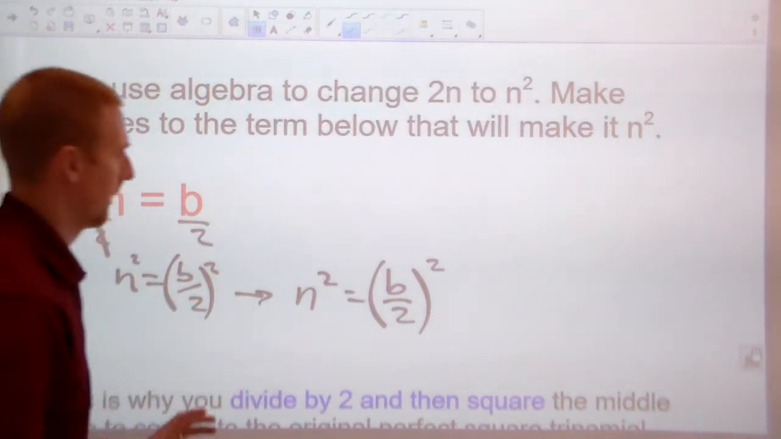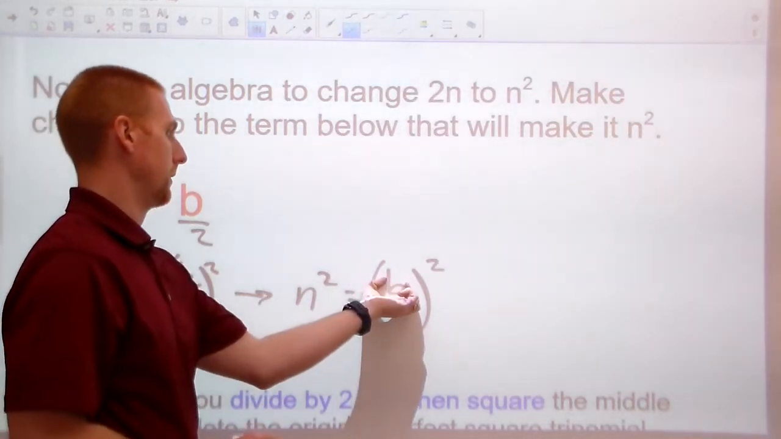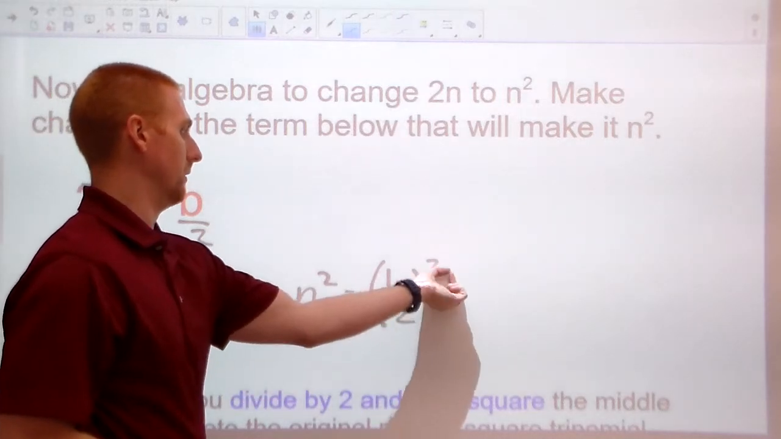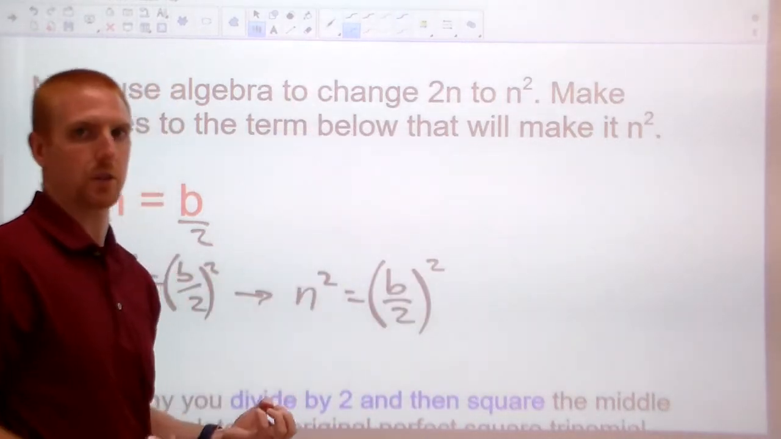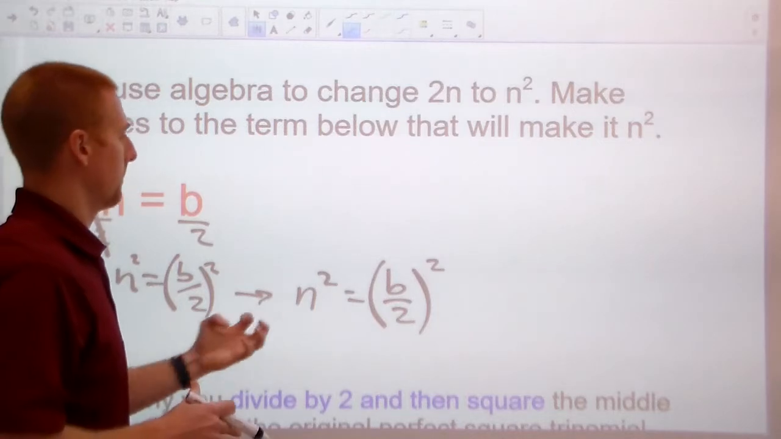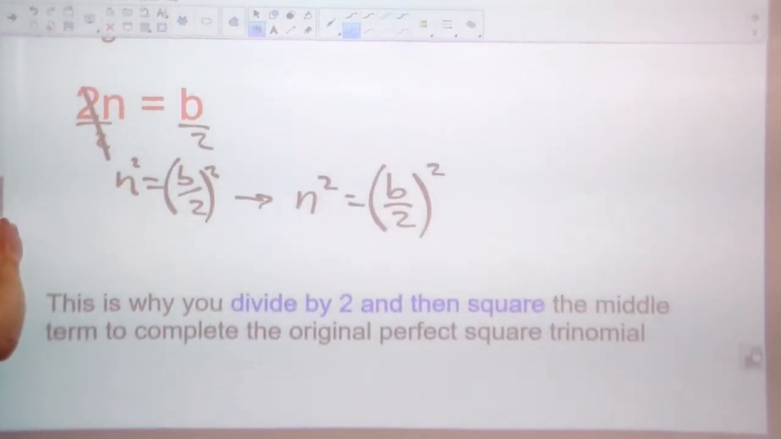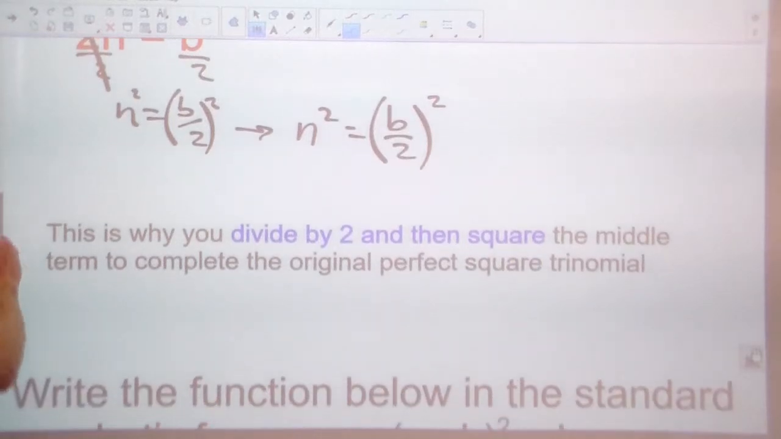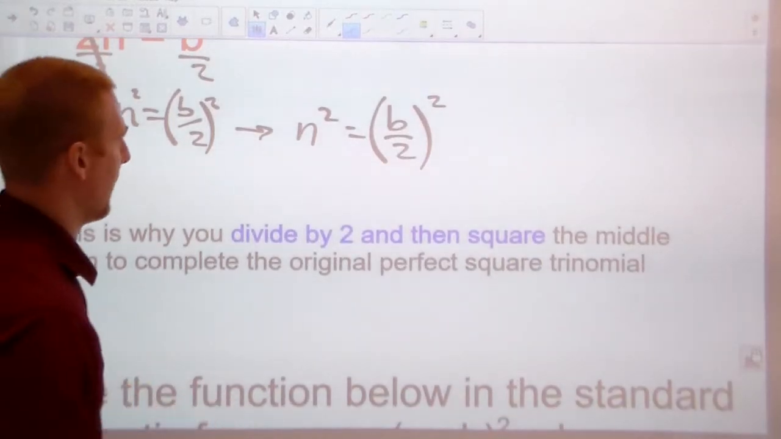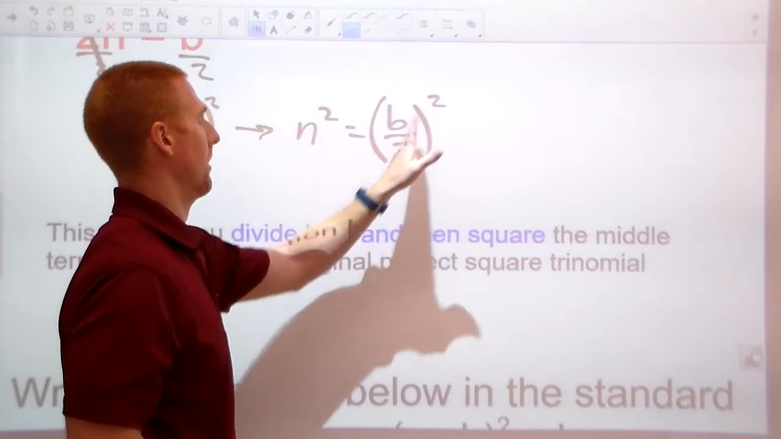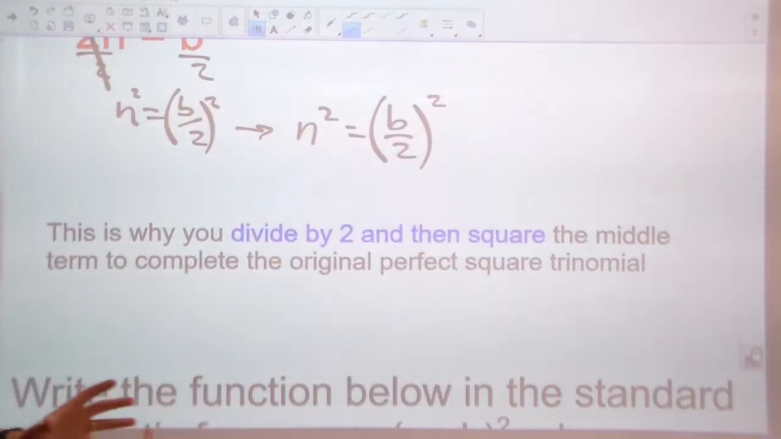And hopefully, again, this is coming into view now. We took the middle term, divided it by 2, and then squared it, and that made it produce that last term. It made it a perfect square trinomial. So that's a mini piece of the proof there. All right, I guess that actually does prove why you do that process: divide by 2 and then square it. That's the process that you're going to do to complete the square.